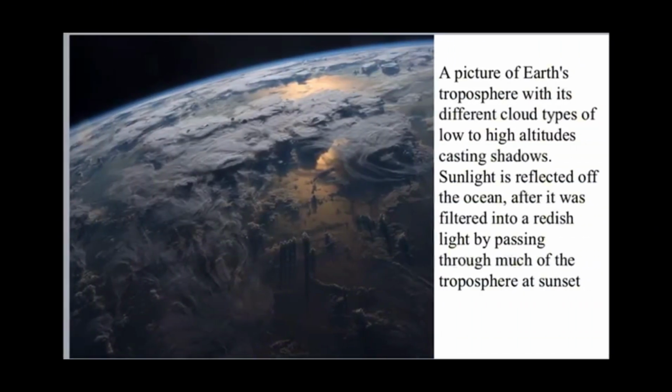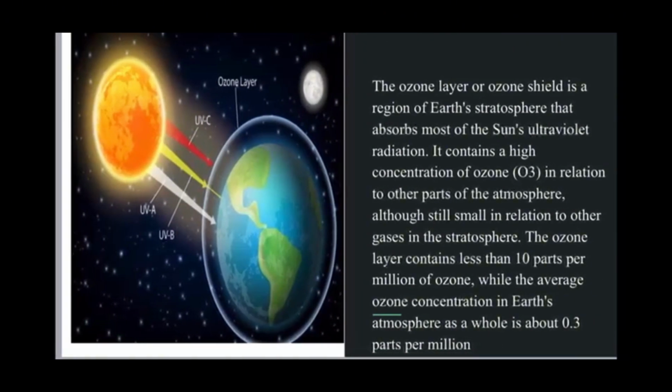So this is a picture of the troposphere clicked by NASA. A picture of the Earth's troposphere with its different cloud types of low to high altitude casting shadows. Sunlight is reflected off the ocean after it was filtered into a reddish light by passing through much of the troposphere at sunset. So friends, this is a picture of the Earth's troposphere, the first layer of the atmosphere.